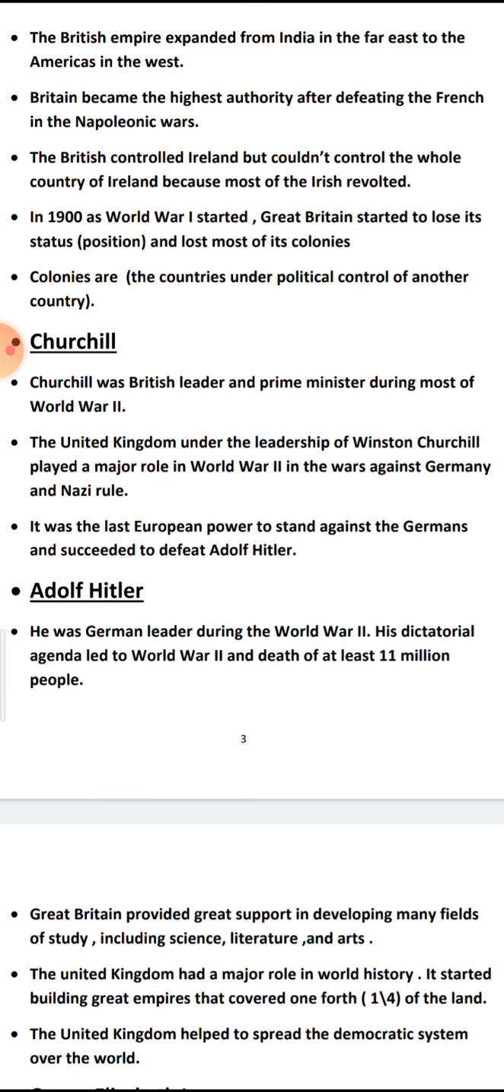Britain became the highest authority after defeating the French in the Napoleonic Wars. And we studied the Napoleonic Wars in the previous lesson. The British controlled Ireland but couldn't control the whole country. Why? Because most of the Irish revolted. Who were Irish? Irish are those who live in Ireland, the people of Ireland. So the British controlled Ireland but couldn't control the whole country because most of the Irish people revolted.